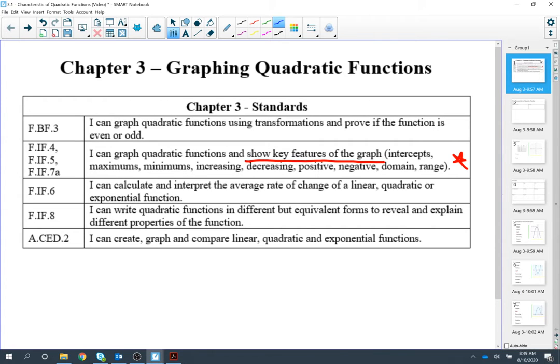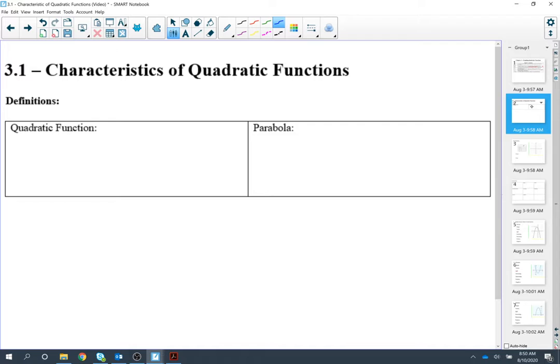So before we actually start really delving into graphing quadratic functions, we're going to look at this idea of key features. So we've got intercepts, maximums, minimums, increasing, decreasing, positive, negative, domain, and range. So we're going to try to figure out all that stuff about our quadratic function, and then we'll really start looking at all those other standards. So 3.1 is characteristics of quadratic functions, and we're first going to start with the definition of a quadratic function.